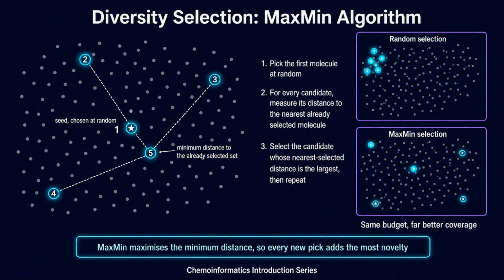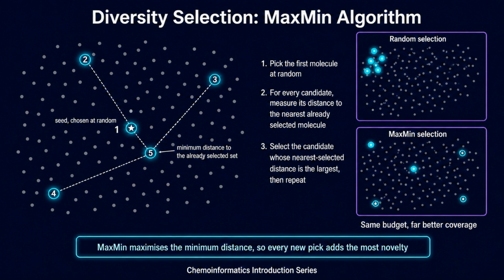When selecting compounds for screening, we want maximum chemical diversity to cover as much chemical space as possible. The max-min algorithm is elegant. Start by picking a random compound, then repeatedly select the compound that is most distant from all previously selected compounds. Specifically, for each candidate, calculate its minimum distance to any selected compound, then pick the candidate with the maximum of these minimum distances. This ensures each new selection adds maximum novelty.